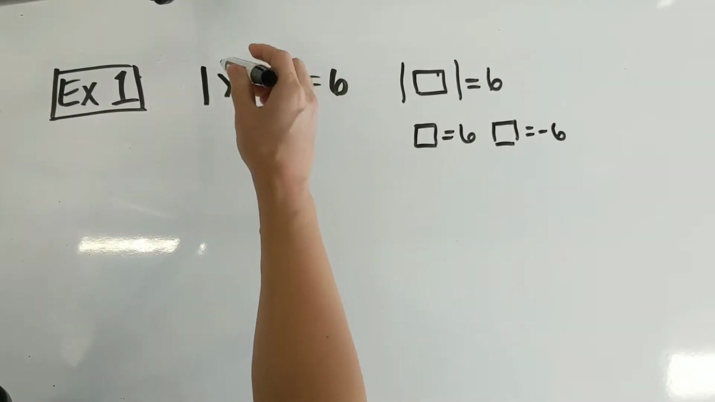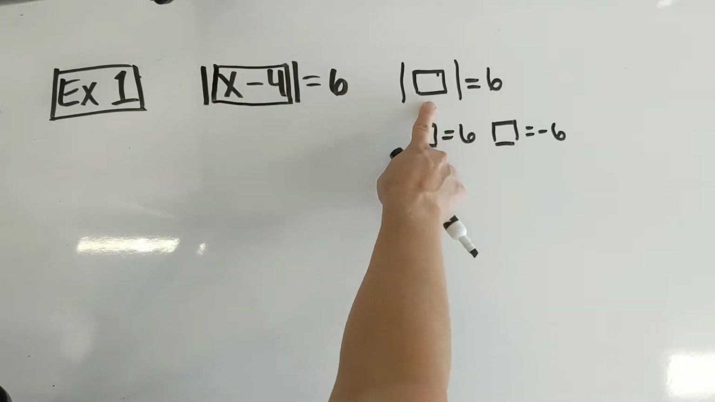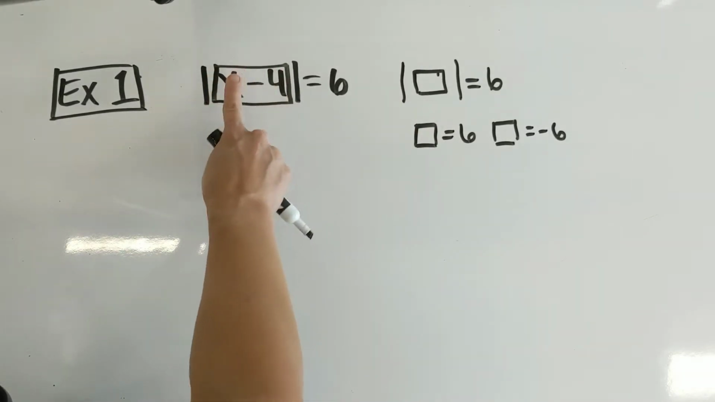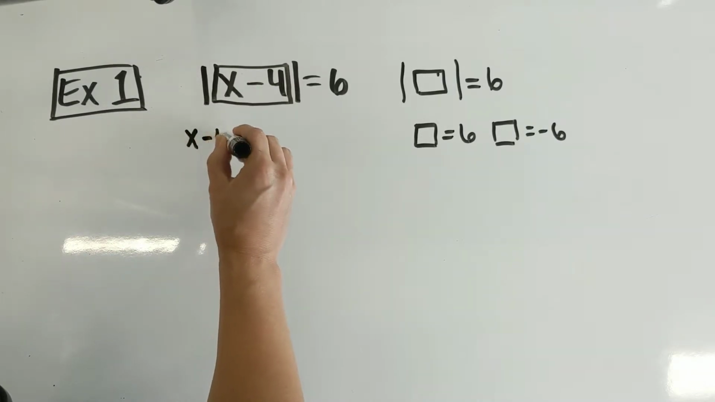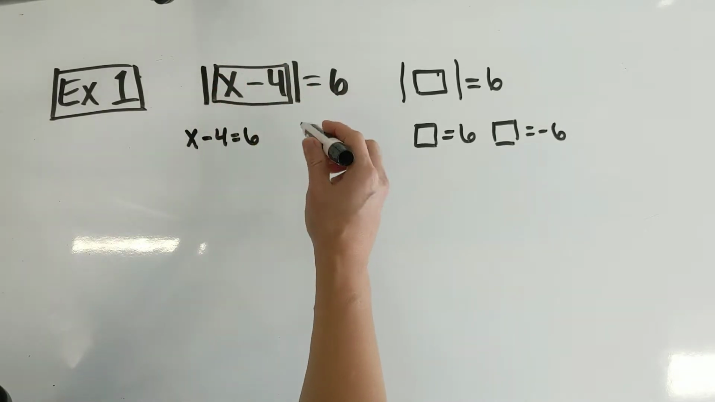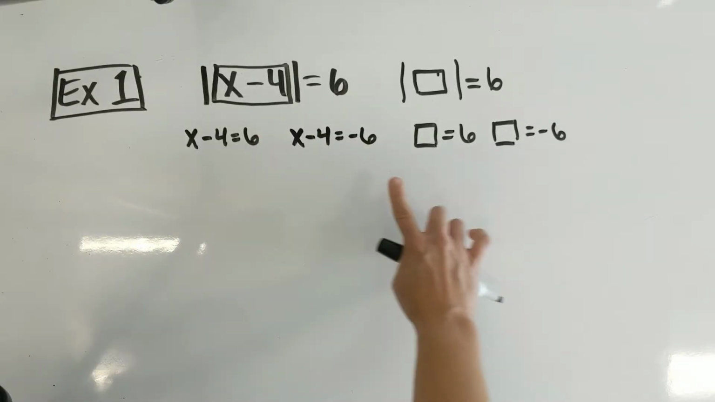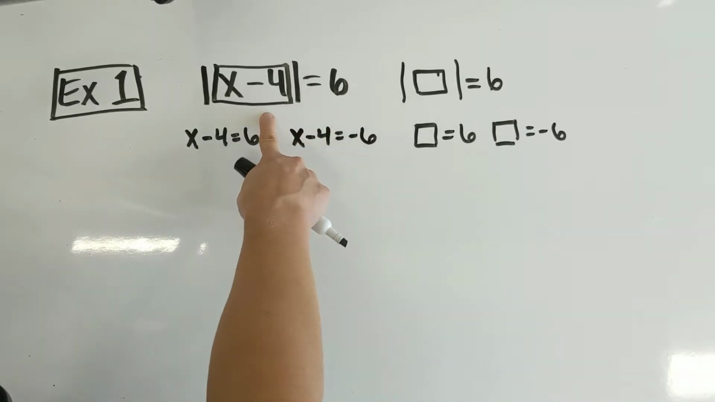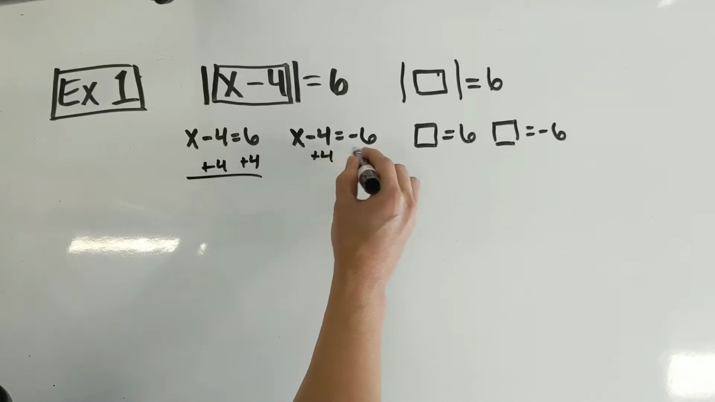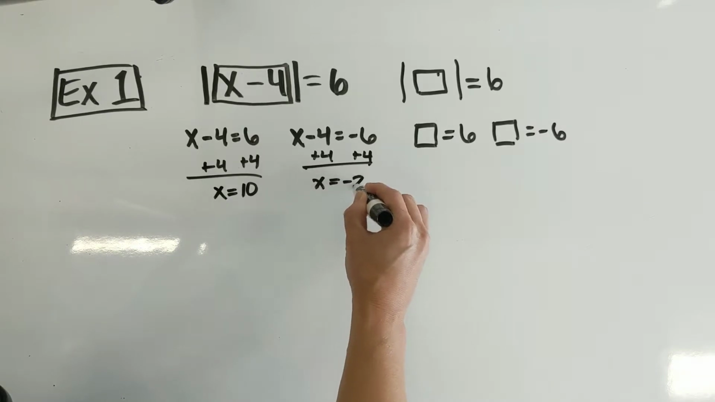In this case, I'm taking the absolute value of this entire quantity. So that's really my box, just like that. Again, if I want to know what x would be to make this box a 6, I'm really setting up this equation. But I might also want to know what value of x makes this box a negative 6. So I'm really just replacing the box with what's in the absolute value. Now if I solve each of these equations by adding 4 to both sides, we end up with x is equal to 10, or x could be equal to negative 2.